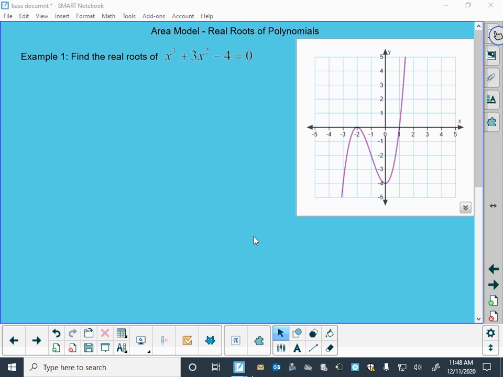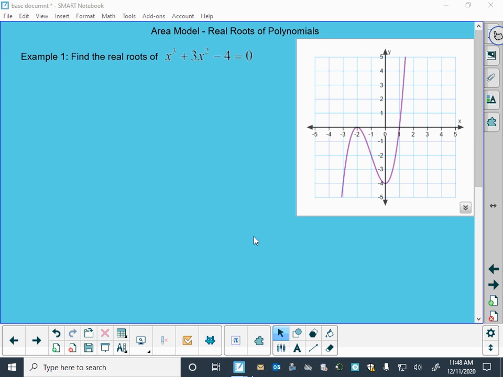All right, here we go again. I'm using area models to find real roots of polynomials. This is going to very much resemble the factoring that we did here along the way. So what we're trying to do is find the real roots of the equation x cubed plus 3x squared minus 4 is equal to 0.